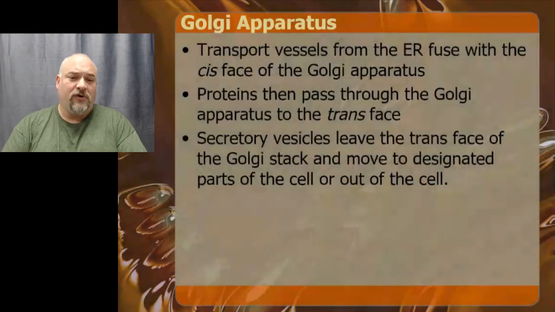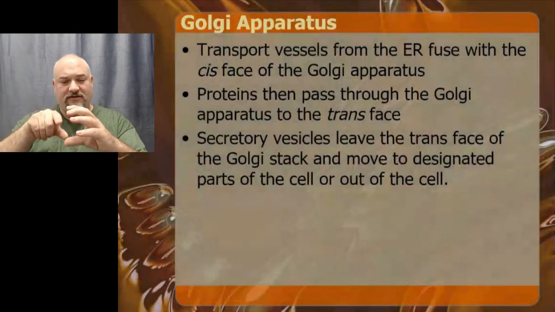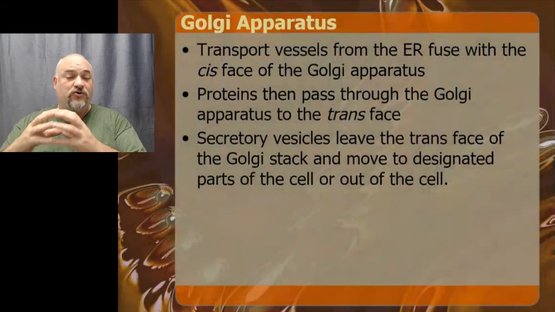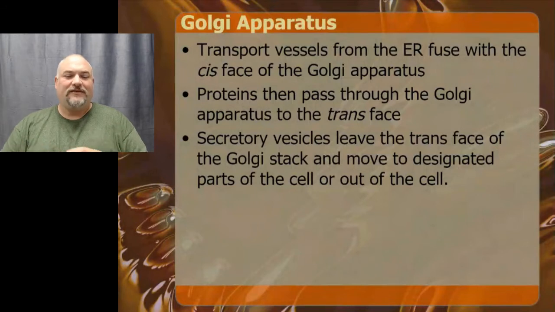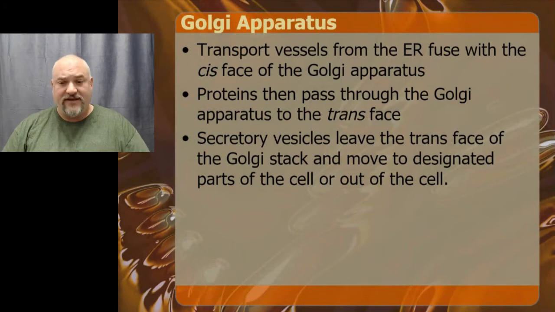Now, the way the Golgi apparatus works, transport vessels, which would be little sacs with phospholipids around the outside, double membrane phospholipid sacs, from the ER will fuse with the cis face of the Golgi apparatus. Cis face means it's the near face, the face near to the ER. Those proteins will then pass through the Golgi apparatus and do whatever modification and packaging need to happen to the trans face, the far face of the Golgi, the one closest to the cell membrane.